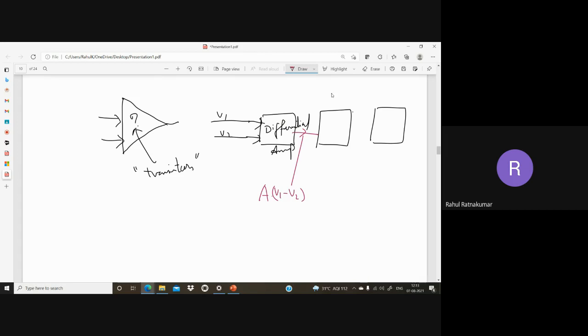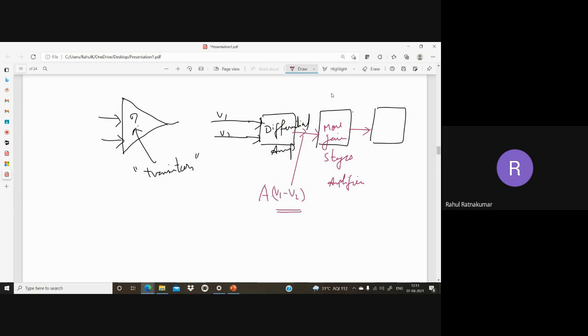Then what happens? After the differential amplifier, we have more gain stages. What is the meaning of this? It just means that we are amplifying the output we got from the first stage again, with more amplification, more amplifiers, more different types of amplifiers. Now there is an output, the last block.